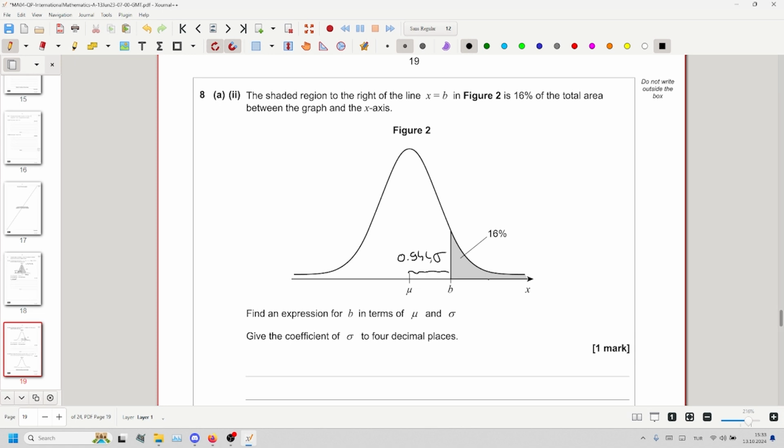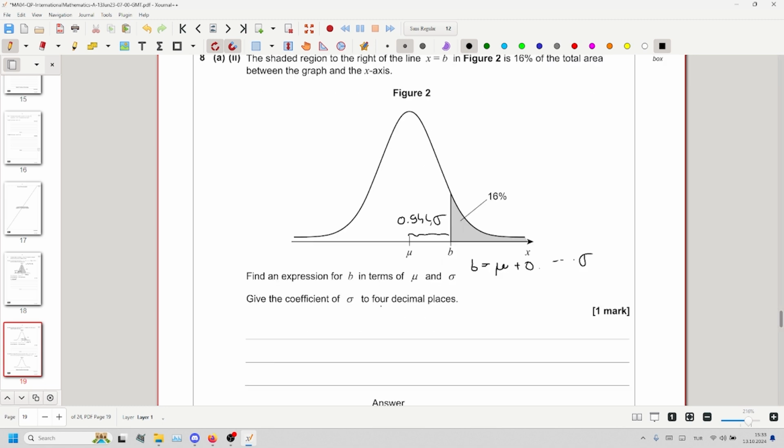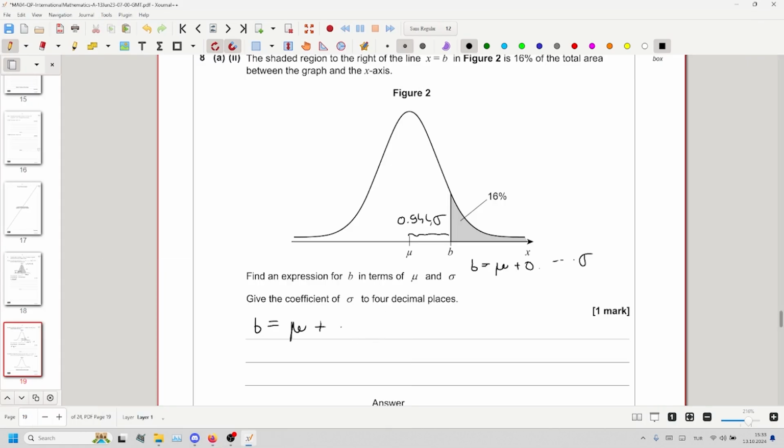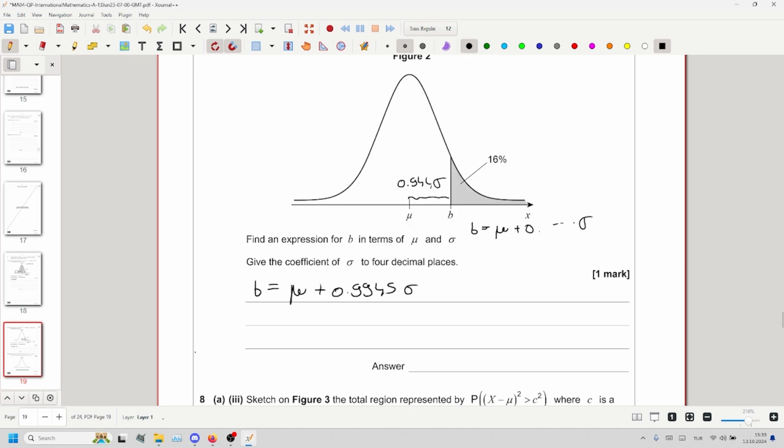So we can write B as mu plus 0 point whatever coefficient times sigma. Now it asks us to find the coefficient of sigma to 4 decimal places. So here we can write b as mu plus, let's see, 4 decimal places, that would be 0.9945 sigmas. That will be our answer.